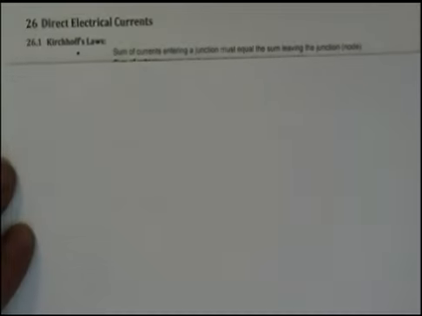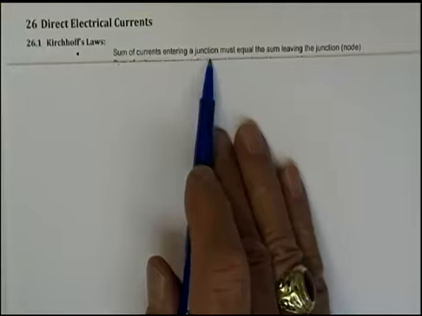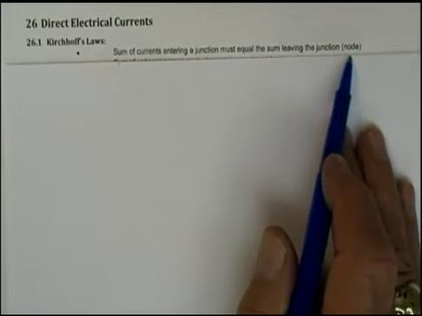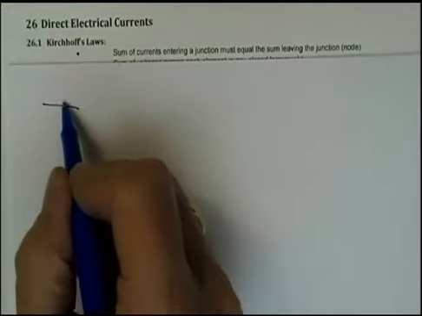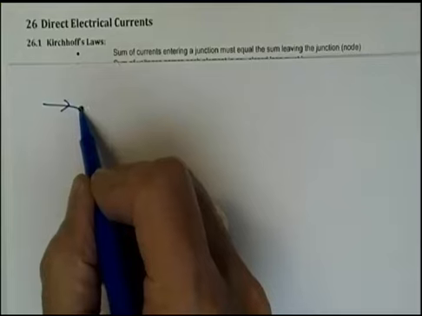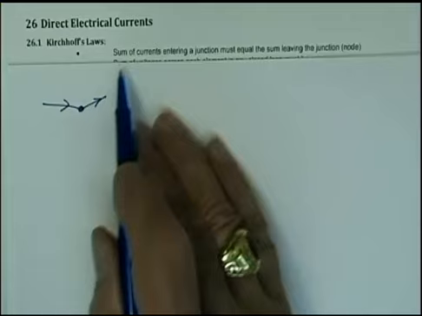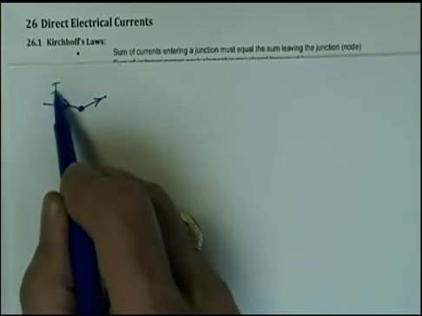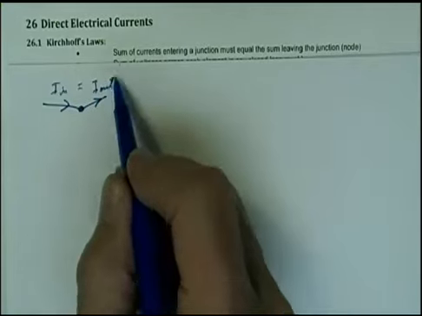The first of Kirchhoff's laws is that the sum of all currents entering a junction must equal the sum of all leaving the junction, or node. Well, if we imagine that we have an electrical circuit and we have current coming in, and here's a node, or a point, Kirchhoff's first law says that the current I that comes in must equal the current I that goes out.